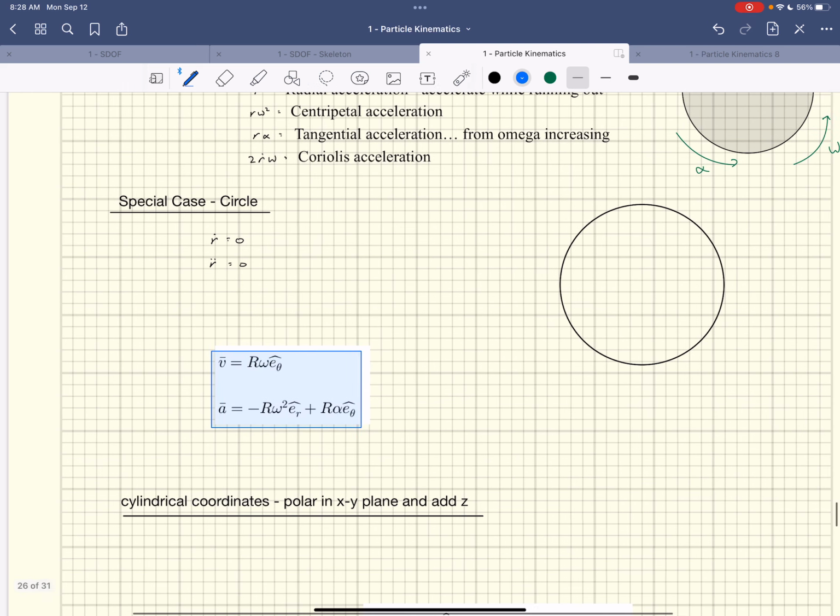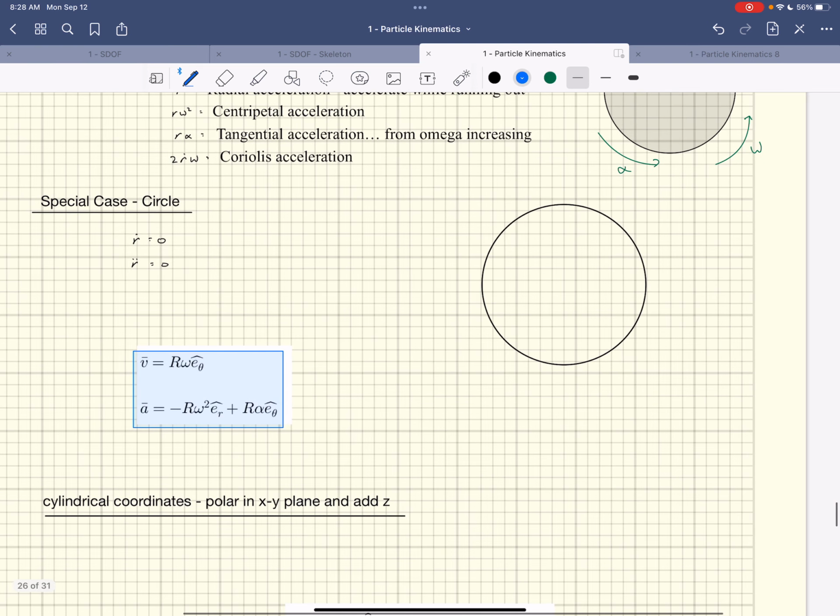You're just left with those two components, right? And that's just kind of close the loop here. If you're traveling in a circle, right? ER is just out like this. E theta is like this. And so if you're not moving in the ER direction, you're at a fixed radius, then those two components go away. You're not going in or out, so R dot and R double dot are 0. And so you're left with this.